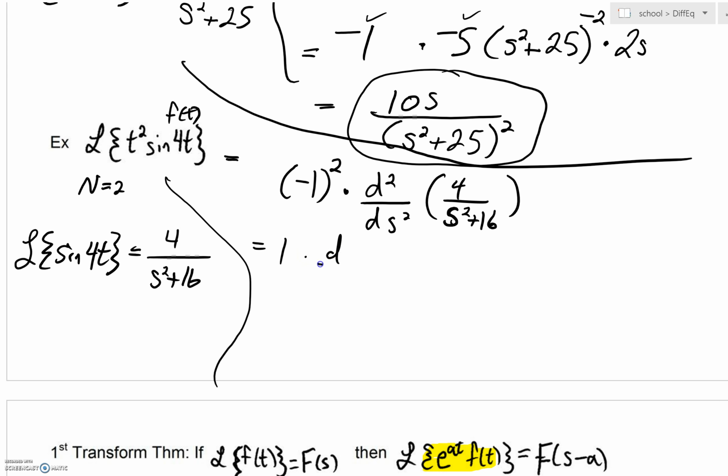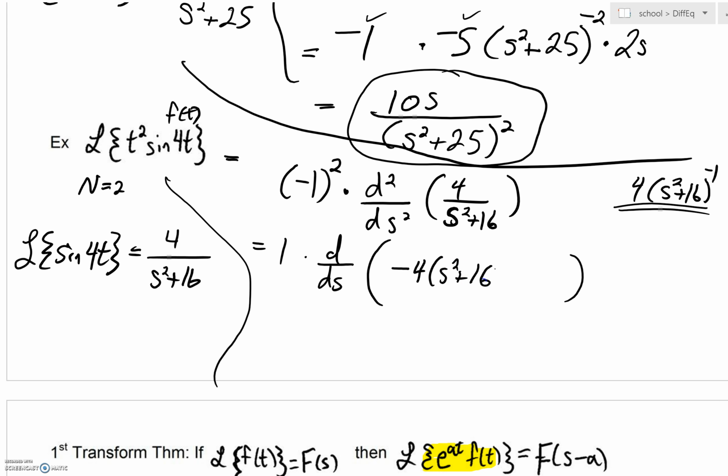And you can even write this. You could say, well, I'm going to take my derivative of this thing, which, by the way, here it's 4 times s squared plus 16 to the negative 1. What is that derivative with a chain rule? What do we get? Negative 4, then what? s squared plus 16 to the negative 2 times a 2s.